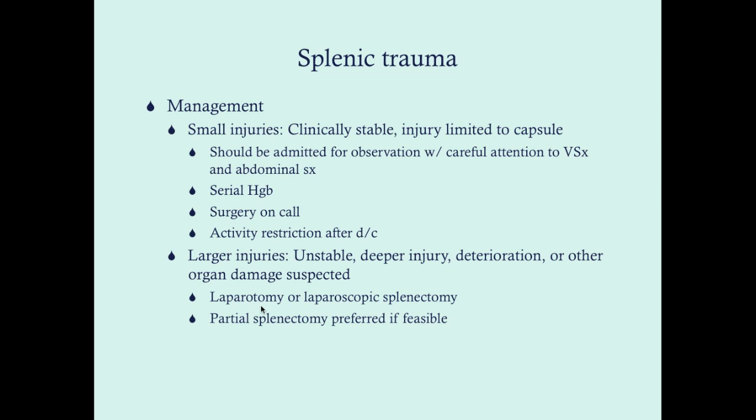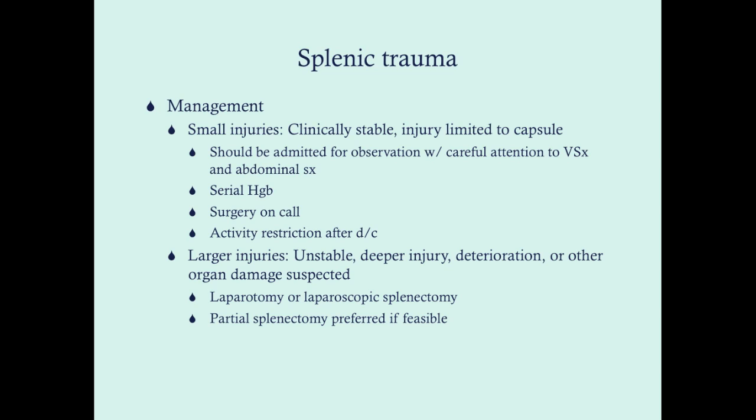This can be done either through open surgery or through laparoscopy, and the surgeon is going to take out as much spleen as they need to and no more. The surgeon is going to try to keep as much splenic tissue there as possible. The more splenic tissue that remains, the better off the patient is going to be immunologically. Partial splenectomy is preferred if feasible.